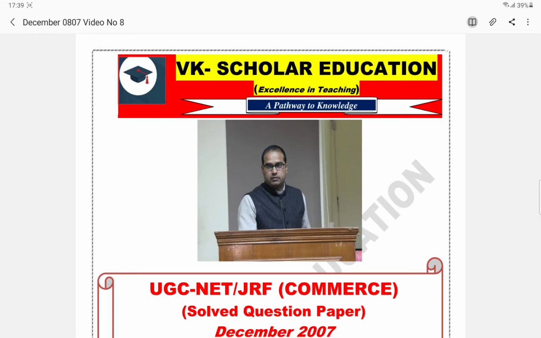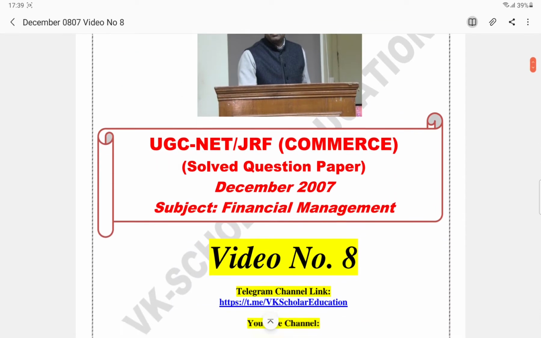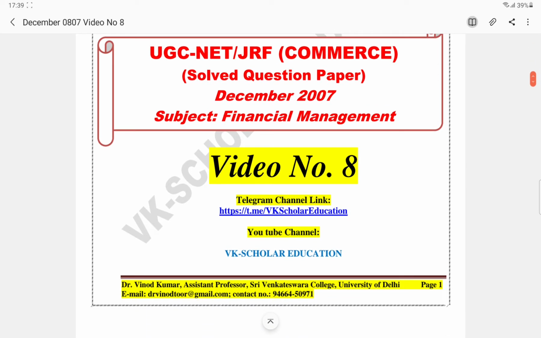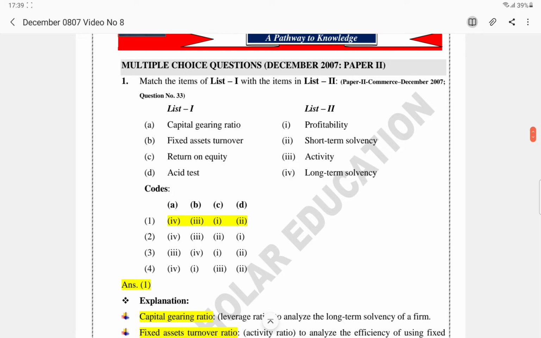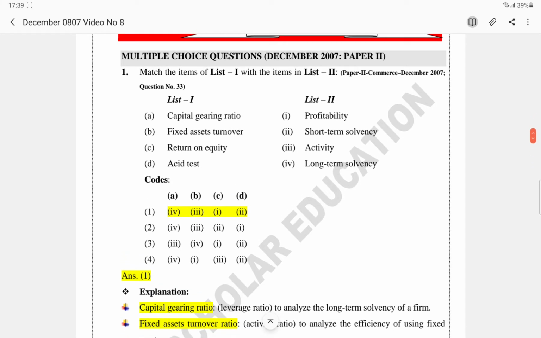Okay, so this is video number 8. Subject is financial management, and the paper is December 2007 UGC-NET JRF commerce examination. Okay, so let's start. Question number 1. It is a matching question. Okay, so list 1 is there and list 2 is there.